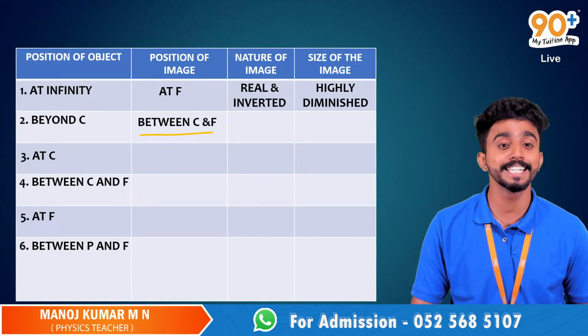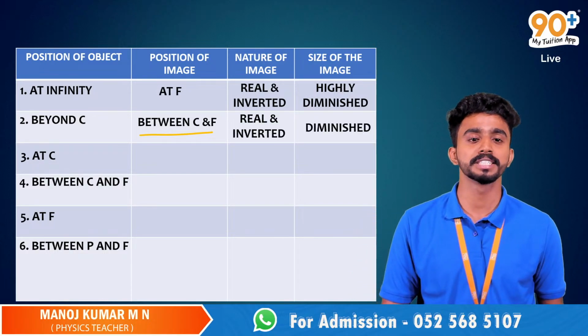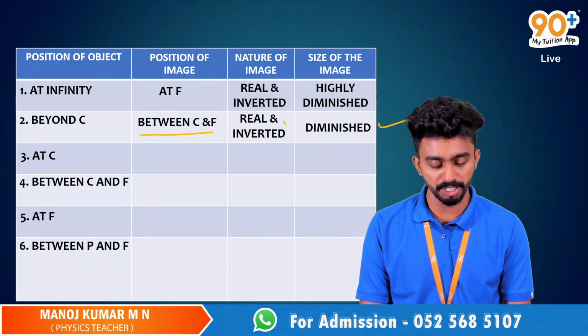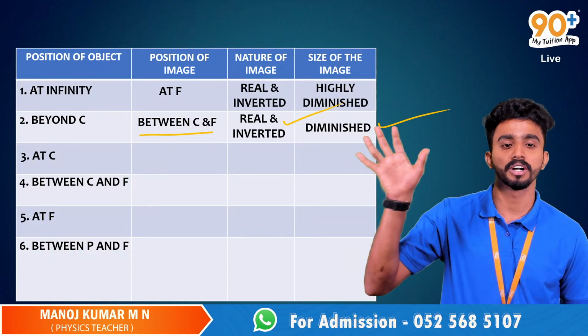Now, with respect to the nature of the image, it is real and inverted. With respect to the size of the image, it will be diminished. Diminished, real and inverted between C and F. I hope you understood all these three cases.